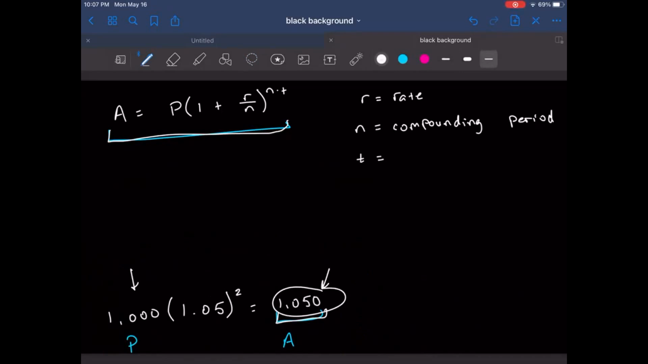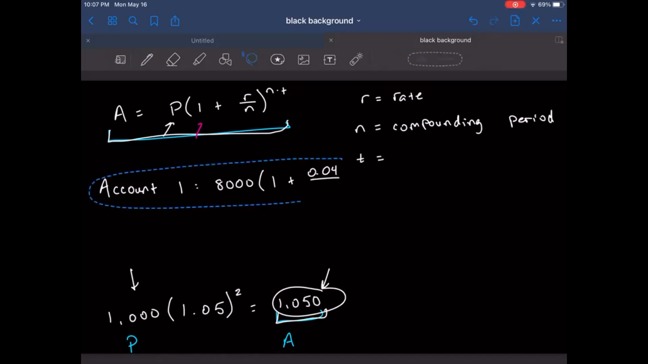So account 1. How much did we start with? Invest $8,000, so P is 8,000. The principal always goes outside the parentheses. If it's 4% interest, we'll just plug everything in here. Now it's 1 plus, well, what's the rate? 4%, 0.04. How many times is it compounded per year?